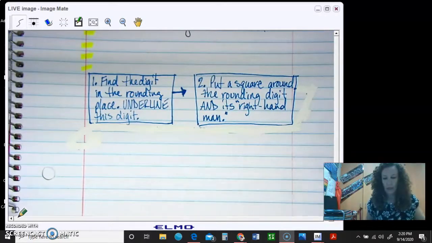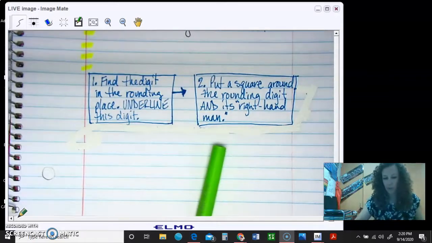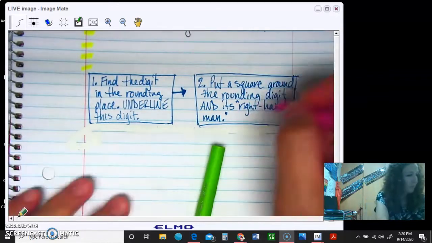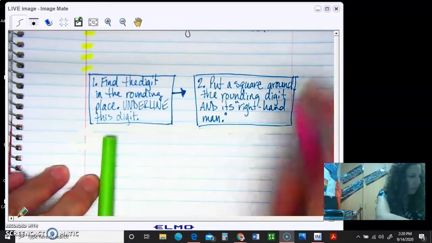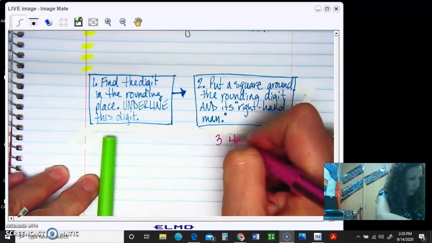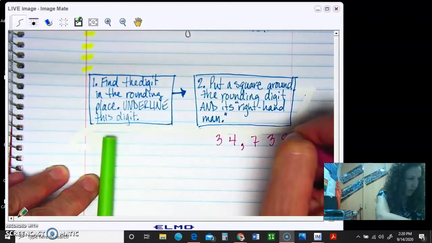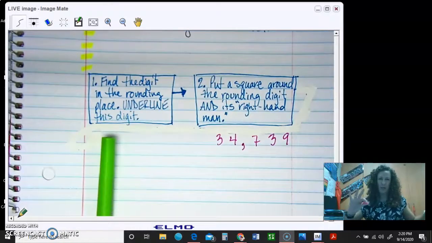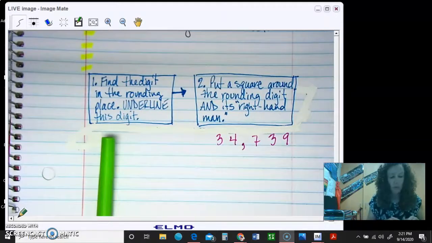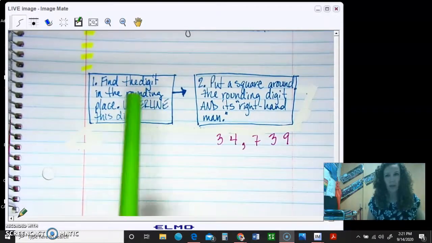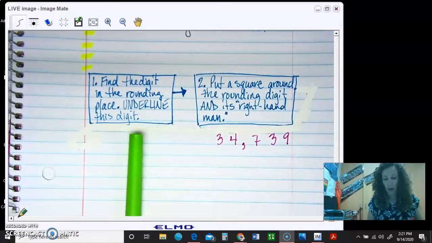Okay, so we're going to get an example here. We're going to use this number: 3, 4, 7, 3, 9. I spaced it out so we can do things with these numbers and still be able to read the numbers. Okay, so what we're looking at here is we're finding the digit in the rounding place, and we're underlining that digit. So I'm going to say round it to the nearest 1,000.